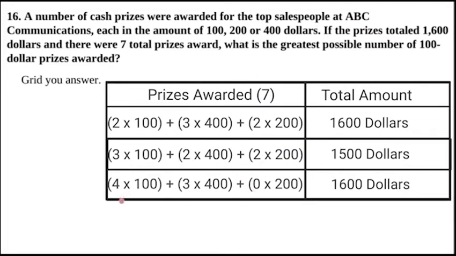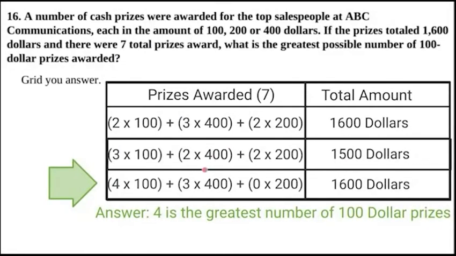As if we go to 5, then we can only choose 2 400s. So 500 plus 800 is 1,300. So we cannot really get any higher combinations than 4. So the answer is 4 is the greatest number of $100 prizes.